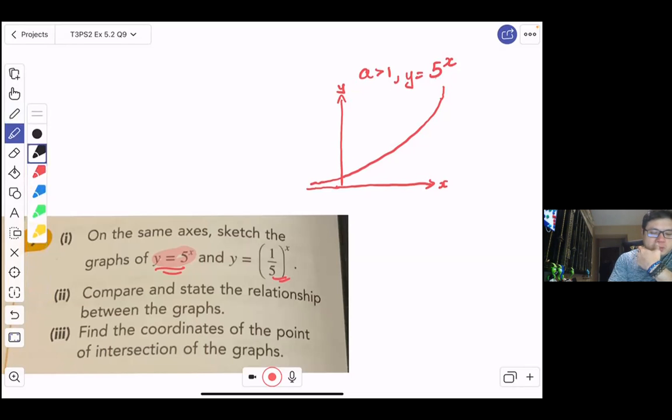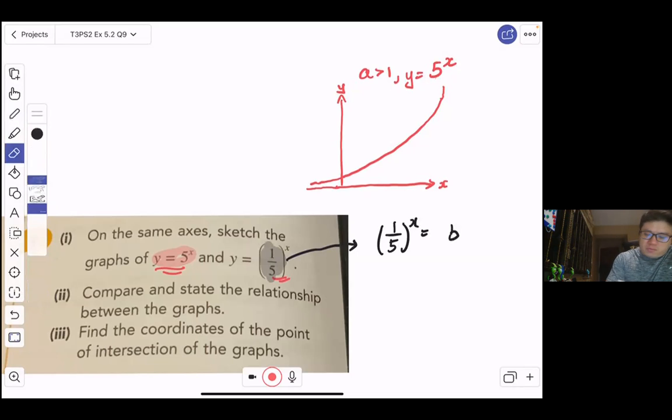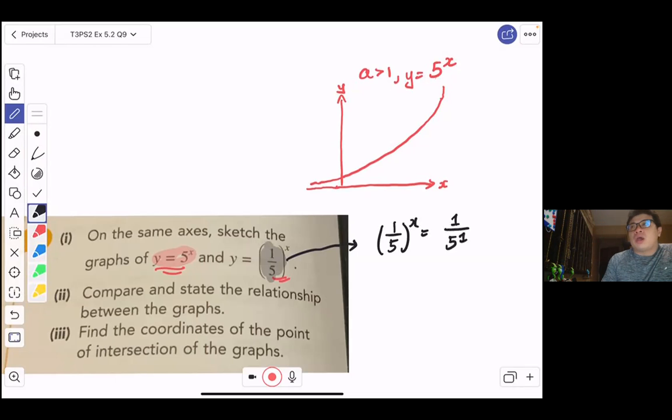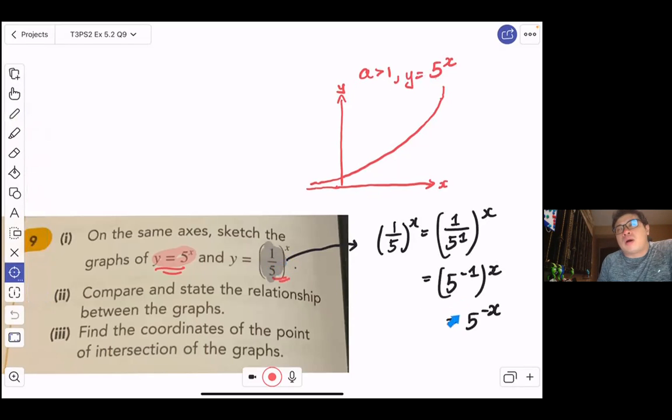Okay, so in this case, even though we haven't really learned the case where the base is between 0 and 1, we can actually convert this very easily. So if we look at 1 over 5 to the power of x, this is actually the same as 1 over 5 to the power of 1, to the power of x, which is the same as 5 to the power minus 1, to the power x, which is the same as 5 to the power minus x. So that means the 1 over 5 to the power x here is the same as 5 to the power negative x.